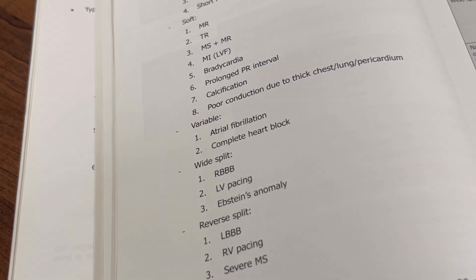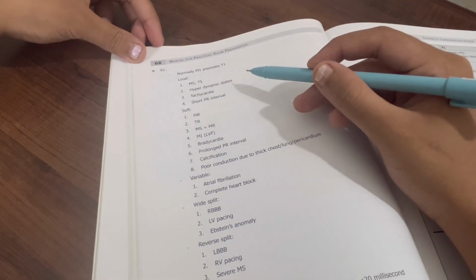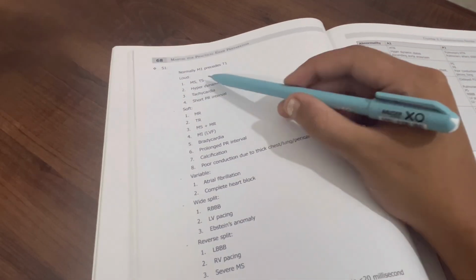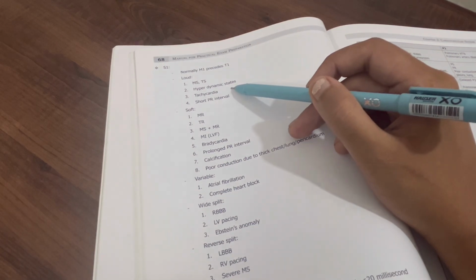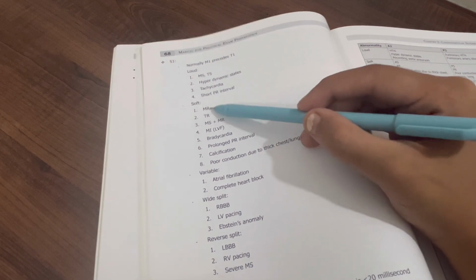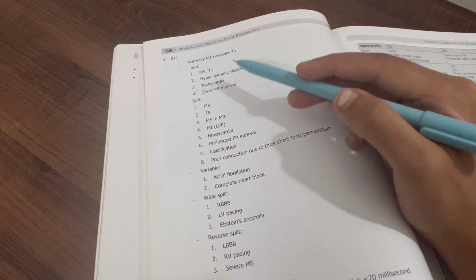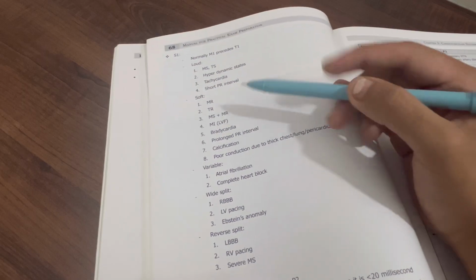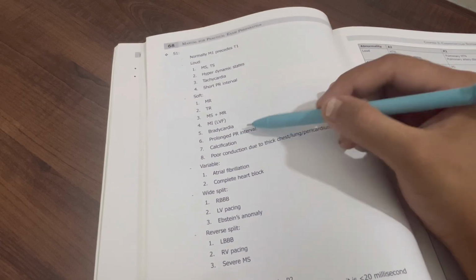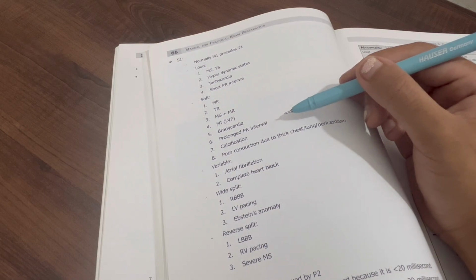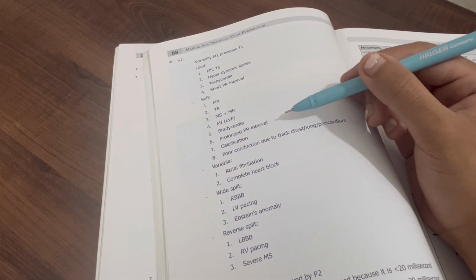S1. Normally M1 precedes T1. S1 is loud in case of MS, TS, hyperdynamic states, tachycardia, short PR interval. S1 is soft in case of MR, tricuspid regurgitation, MI, left ventricular failure, bradycardia, prolonged PR interval, calcification, poor conduction due to thick chest, lung, pericardium. Variable in atrial fibrillation, complete heart block.